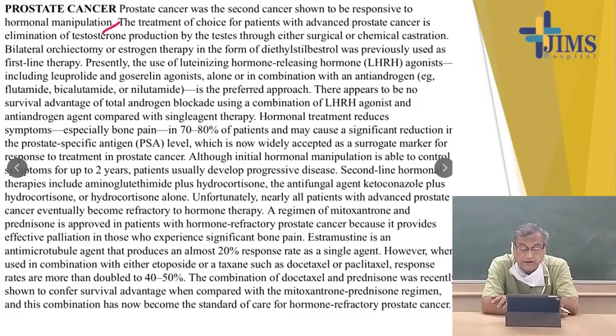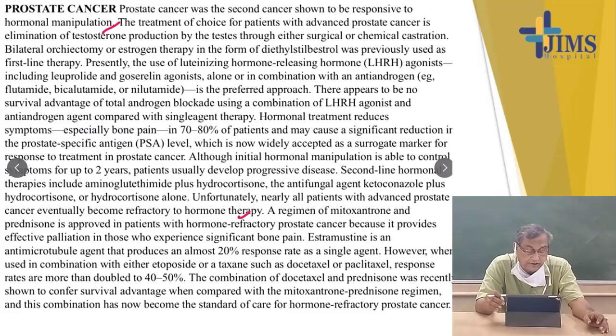Although initial hormonal manipulation is able to control the symptoms for up to 2 years, patients usually develop progressive disease. Second-line hormones include aminoglutethimide plus hydrocortisone, or the antifungal ketoconazole plus hydrocortisone. Unfortunately, nearly all patients with advanced prostate cancer eventually become refractory to hormone therapy. A regimen of mitoxantrone and prednisone is approved in patients with hormone refractory prostate cancer because it provides effective palliation in those who experience significant bone pain.